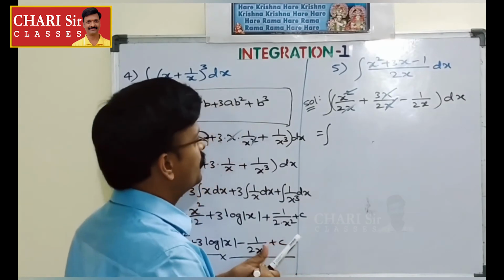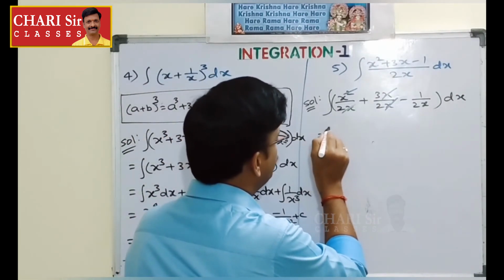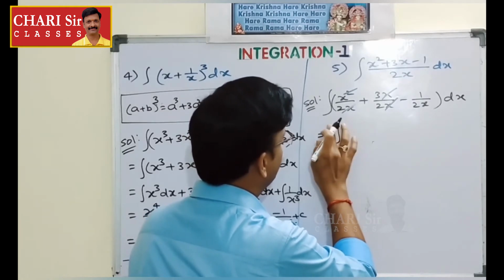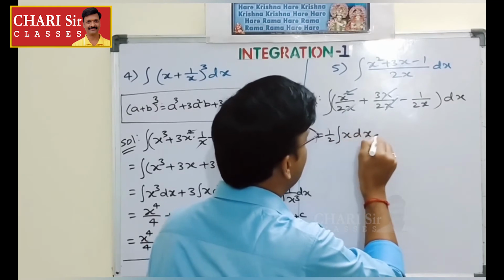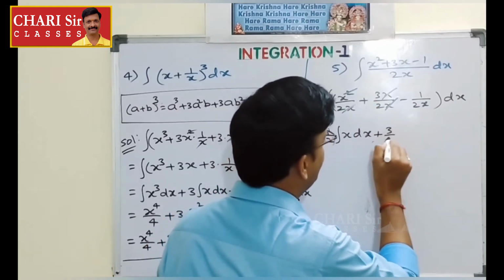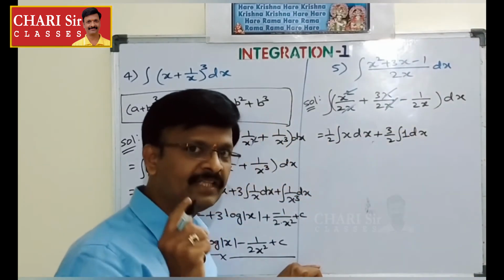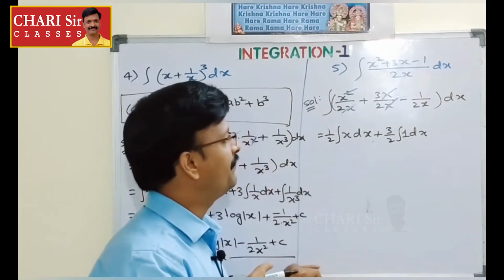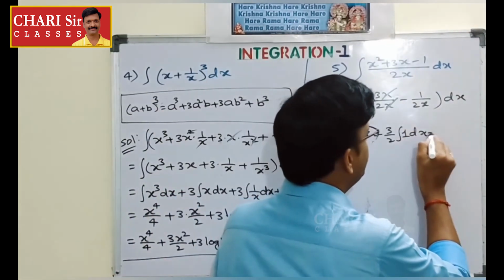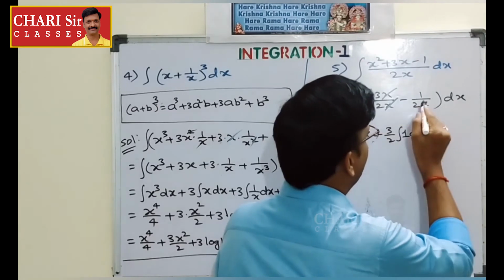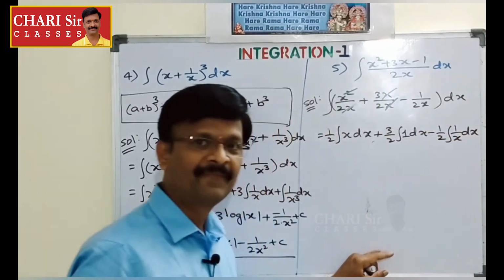That's it. So what you can write here: 2 is there, so you can write 1/2 outside, the integration of x dx, plus here only 3/2 is there, so you can write 3/2 times the integration of 1 dx, because x and x everything is cancelled, only 3/2 is there. That 3/2 we write outside and inside the integration 1 dx we put. So here minus 1/2 you can write, and the integration of 1/x dx, like this.